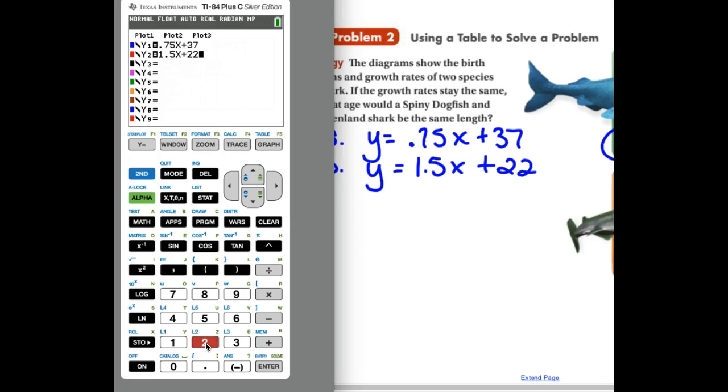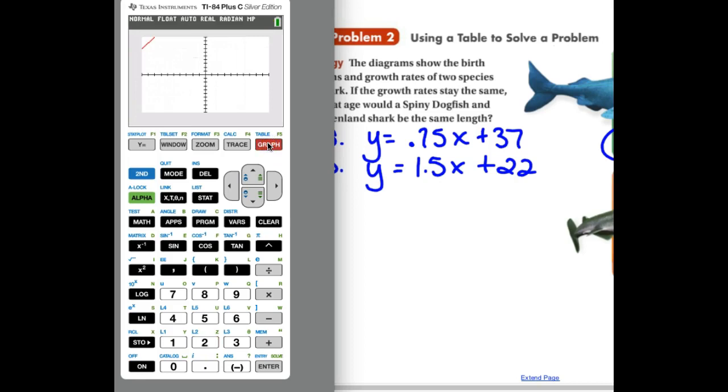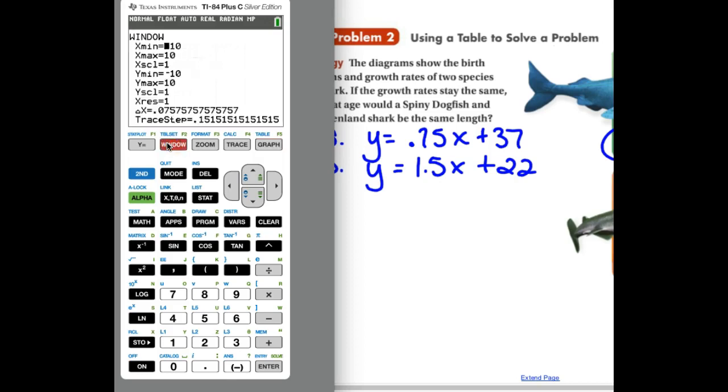If we were going to use a graph to kind of help us figure out where these might intersect, we can start with the window that we had, but notice we're not seeing a whole lot. When we're talking about growth rates for these sharks, it doesn't make sense to think of negative length or negative time. So let's go to our window, and let's start with our mins both being zeros. We don't need the negative values. So x min and y min, let's both put at zeros. And then let's change our x max. I don't know how many years it's going to take for the two sharks to be the same length, but let's extend this maybe to a 30. We can always adjust it later.